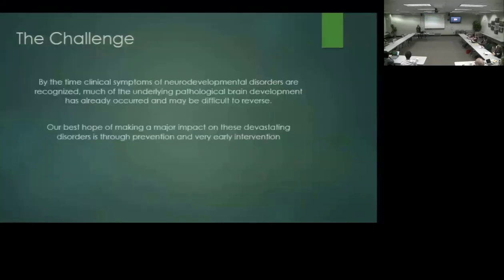So I wanted to start out by framing the challenge that my research program was designed to address. And the challenge is that by the time the clinical symptoms of many neurodevelopmental and psychiatric disorders emerge, whether it's autism, schizophrenia, intellectual disabilities, a lot of the underlying atypical brain development has already happened and may be very difficult to reverse at that point in time. So I really do think that our best hope of making an impact on these conditions is to focus on prevention and very early intervention.